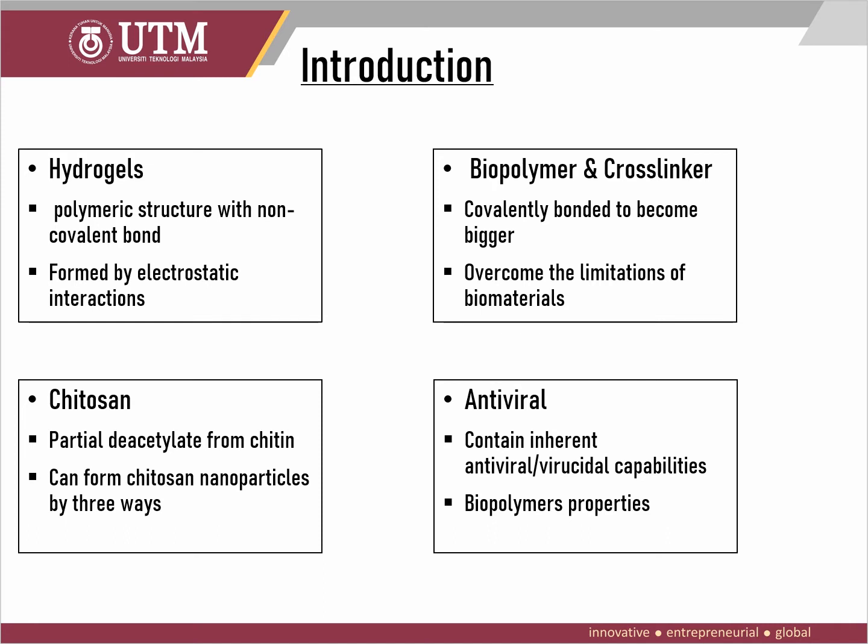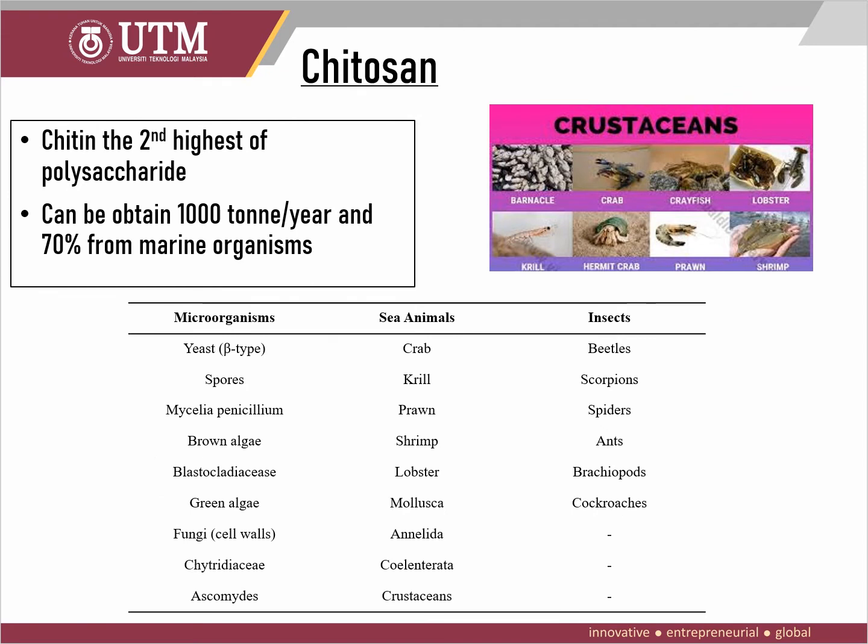Hydrogels are frequently regarded as biocompatible and they can be utilized to contain antiviral inorganic elements or synthetic polymers. In 1811, chitin, considered the second most abundant polysaccharide on earth, was first described by Henri Braconnot. Its natural abundance makes it possible to obtain more than 1,000 tons per year, and marine organisms are the major sources, about 70%. The table below shows chitin and chitosan resources. They are from microorganisms, sea animals, and insects.